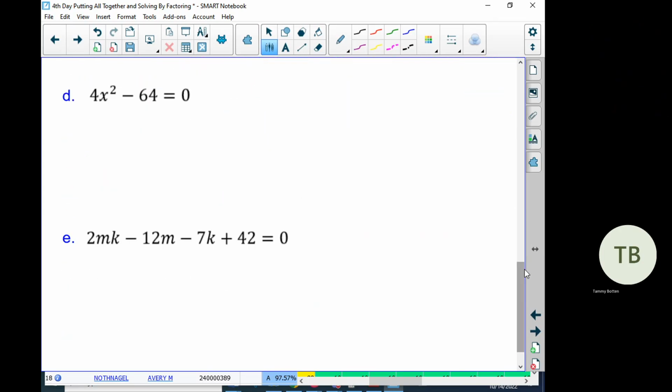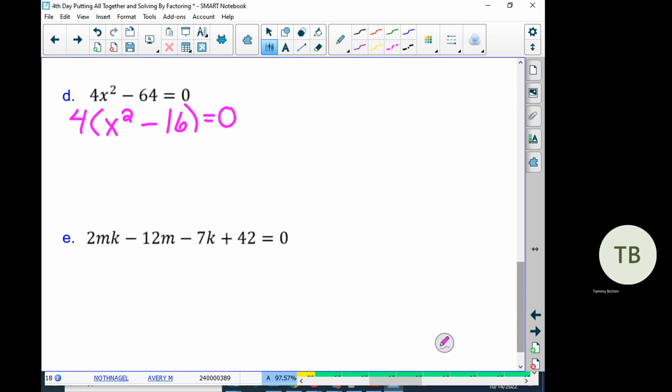So now if I look at D, I'm going to look at what can I take out front? And I can take out a 4. Okay. And then I think 4 times what is 4x squared? That's x squared. Okay. Then I think 4 times what is 64? And that's 16.